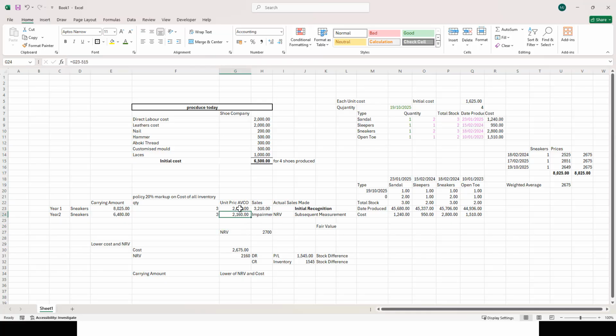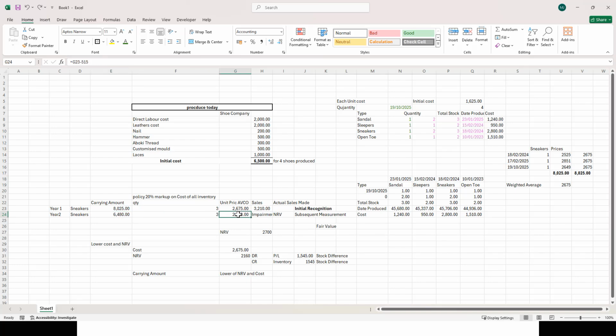So which one is lower between the cost and the NRV? Is it not the NRV? We want to get our carrying amount, which we don't know yet. Assuming this is blank, we don't know it yet. So to know our carrying amount, the carrying amount is the lower of cost and NRV, right? The lower of cost and NRV is now which one? This is the lower of it. So therefore, we pick this.